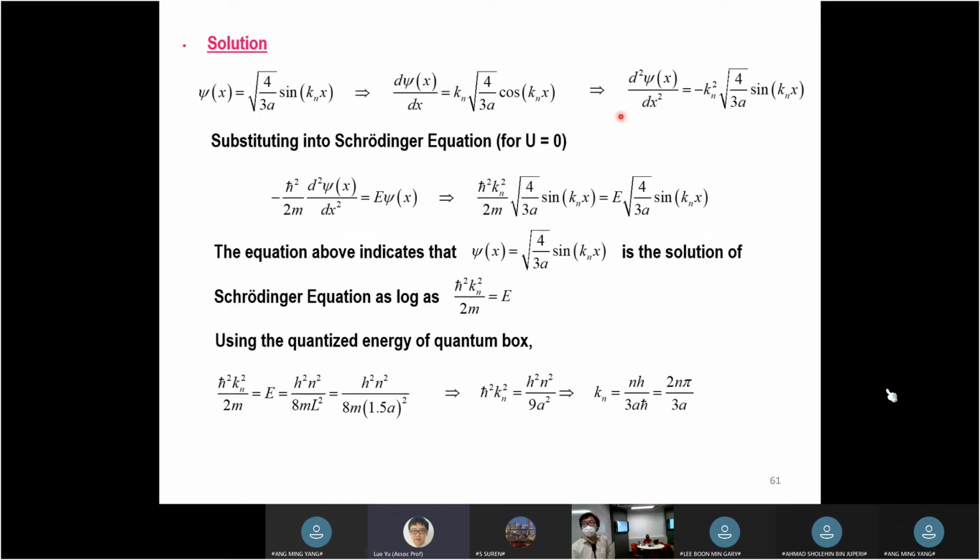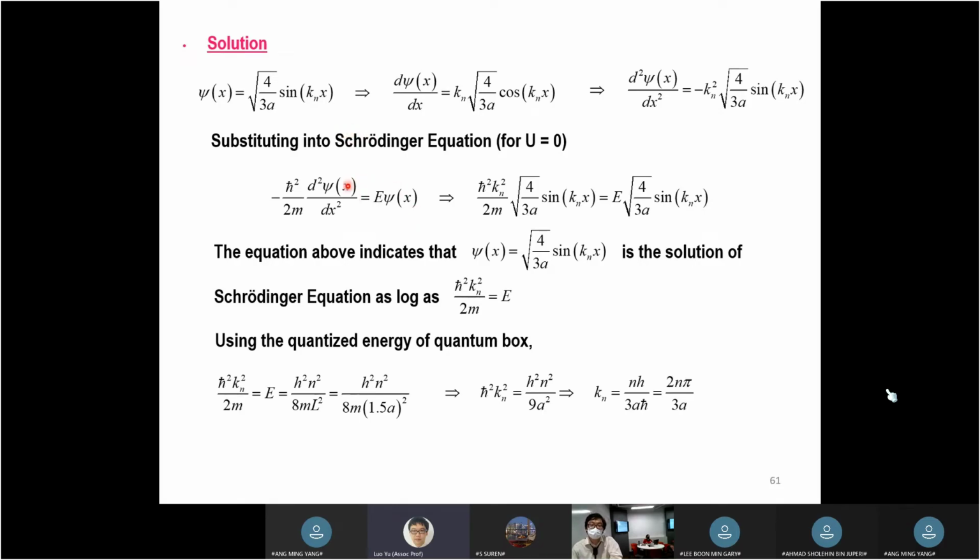So, what is the Schrödinger equation? It involves the second derivative of phi. Especially when U equals 0, this is the Schrödinger equation. Then you have to show that this wave function satisfies this equation. So this is what you have to show.